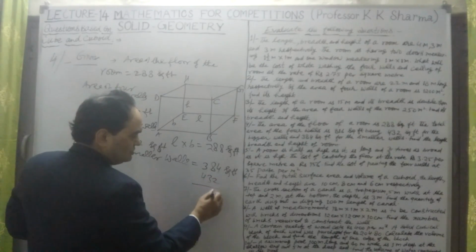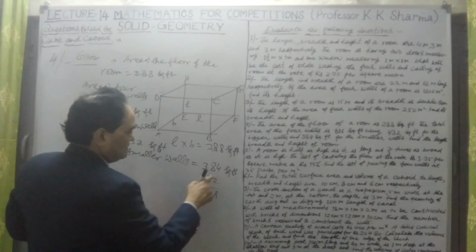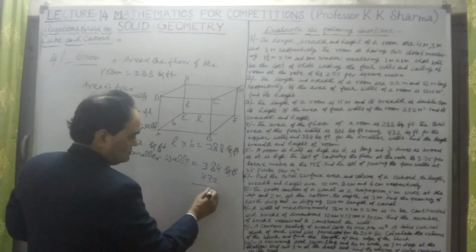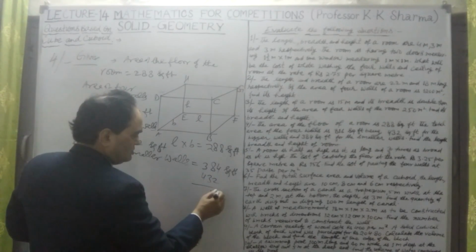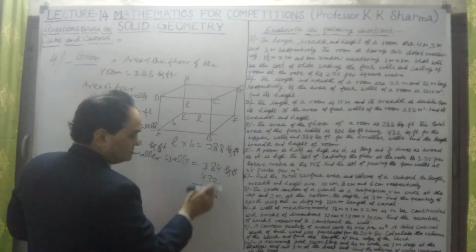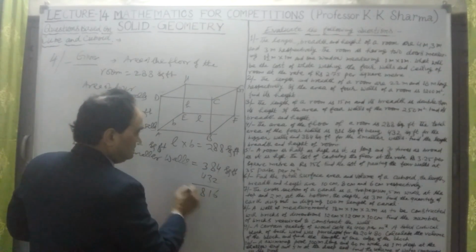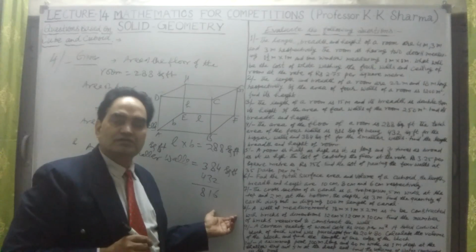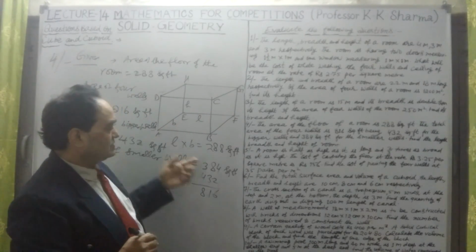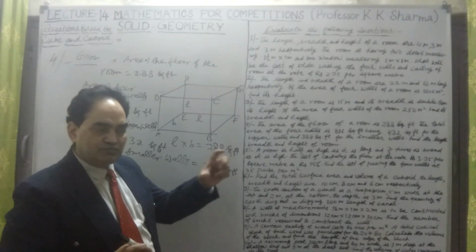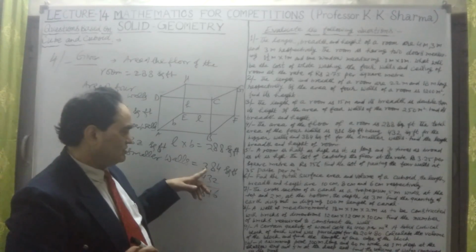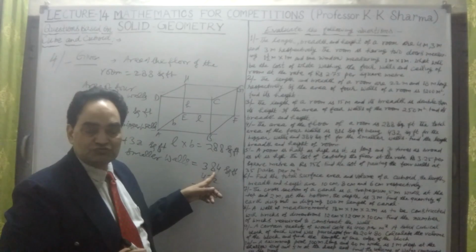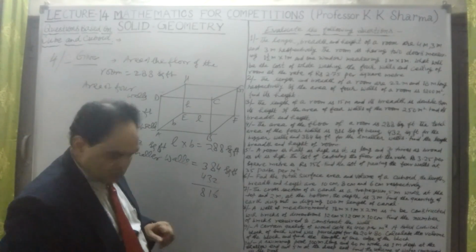If I add them, 4 plus 2, 6, adding, 8 plus 3, 11, 1 carry, 3 plus 4, 7, and 1, 8, 816. So the total area of 4 walls is 816 square feet, which is given to us here, and then it is divided into two parts: area of two bigger walls, area of two smaller walls. The area of two bigger walls is 432 square feet. Area of two smaller walls is 384 square feet. This is how it is divided. Okay, this is the simpler one.